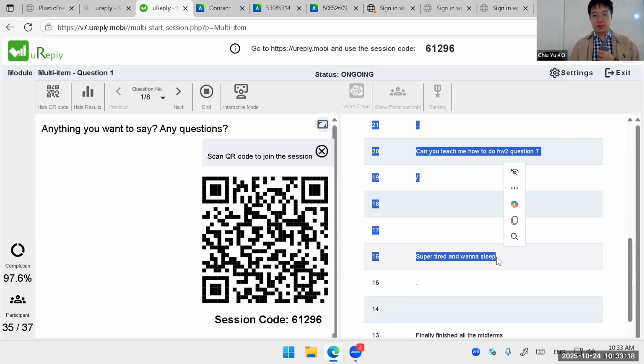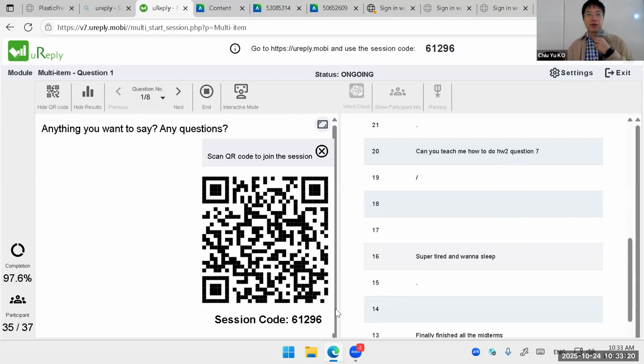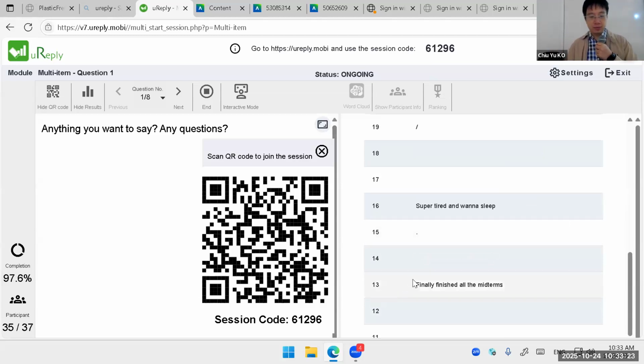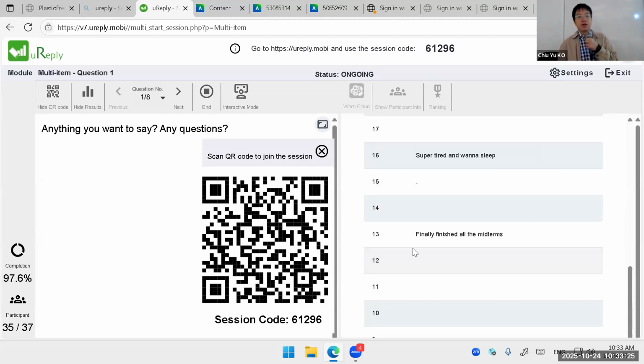Super tired and want to sleep. Yeah, I think everyone is the same, right? Everyone's tired because it's Friday. Finally, you have finalized all midterms. Okay, I'm glad for you. And same for me, because I finalized my midterm. No midterm for... you still have two midterms? Yeah, sorry. It's already two thirds of the semester, the 8th week, so you still have some midterms. I'm so sorry about that.